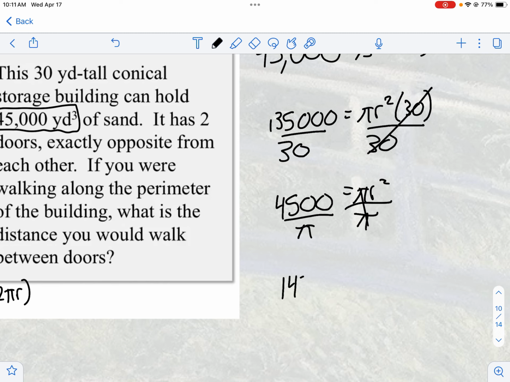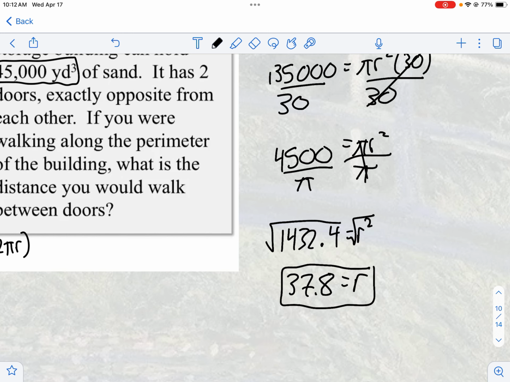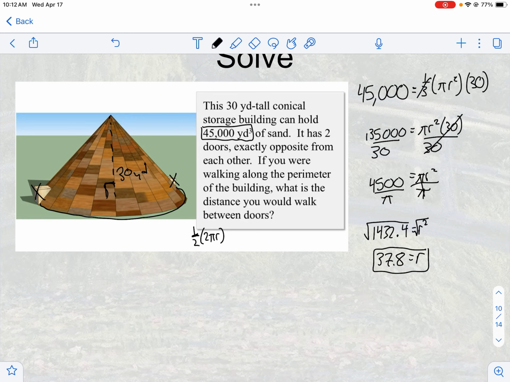And I get 1,432.4-ish. I rounded that. I didn't round on my calculator, though. I'm leaving the number in my calculator. And then I'm going to take the square root of that number, and that gives me 37.8 equals my radius. Just found the radius. Once I found that, I'm not going to delete that number from my calculator. I just rounded it to show my work.